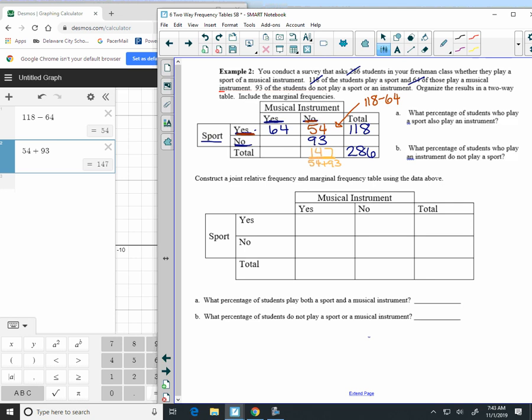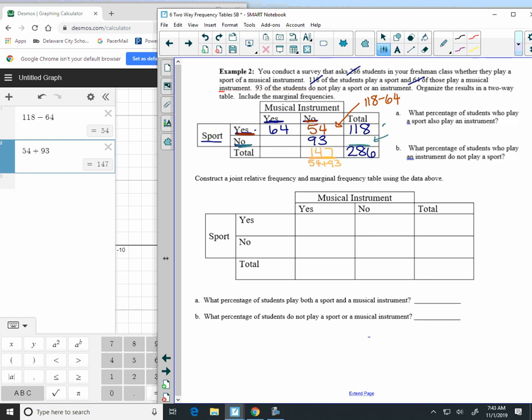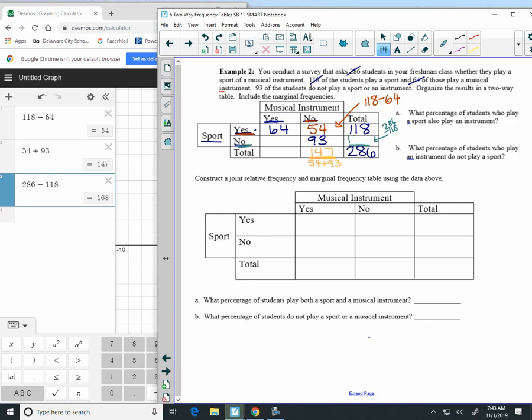The other number that we can find right now is this total column for your no sports. Here, let me get another color. The no sports total here for that row we can find by doing 286 minus 118. And that would give us 168. And now we have everything we need to find our last 2 cells.